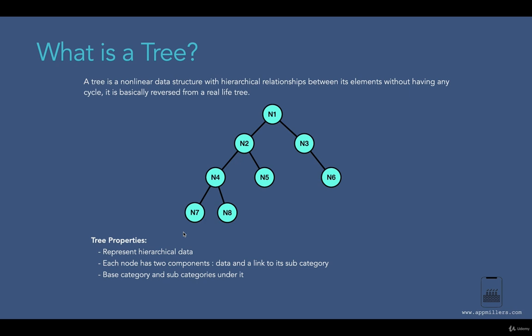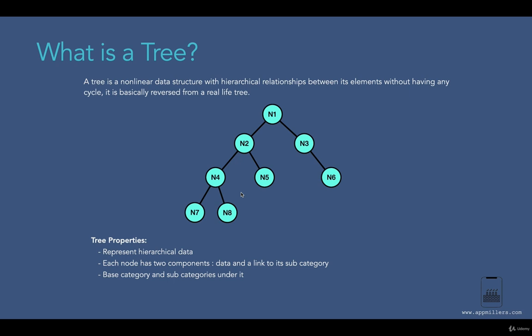Now let's quickly see how these properties fit in this tree over here. So here in this tree data structure, we can easily see that we have a root node of N1, and then we have subsequent nodes over here. So if we closely examine this tree, we can see that the data that is represented over here is in hierarchical order. So we have at the top N1, then we have N2 and N3, and these nodes also have subsequent nodes N4, N5 and N6, and the N4 node over here also has subsequent nodes which are N7 and N8 over here. So this shows that the data is in hierarchical order. Now the first property is satisfied from this tree over here.